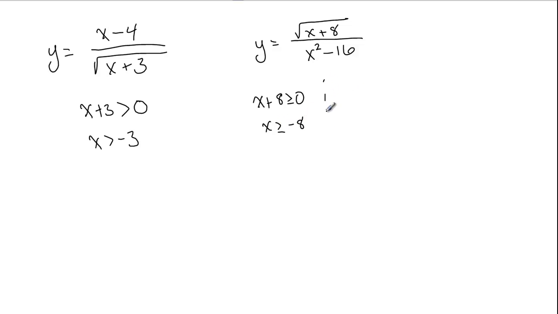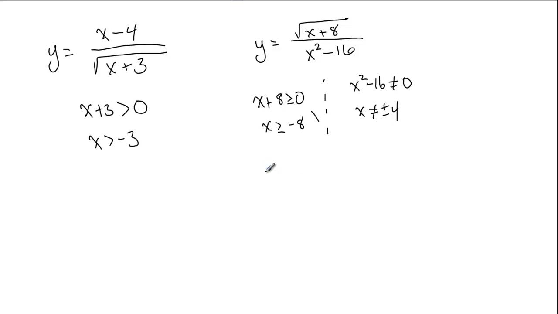That's all well and good. We like that. But then we have this to deal with. X squared minus 16 has to not equal 0. So in other words, x cannot equal plus or minus 4. Now remember before I said that in this circumstance, you have to choose the more restricted domain. Okay, and this is pretty restricted.